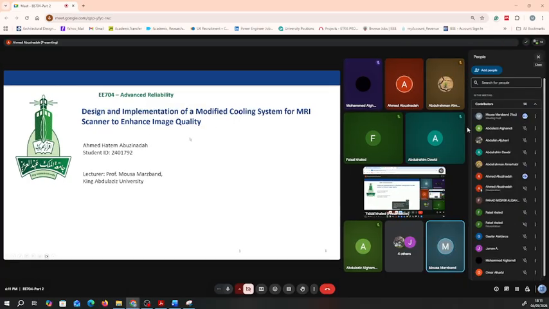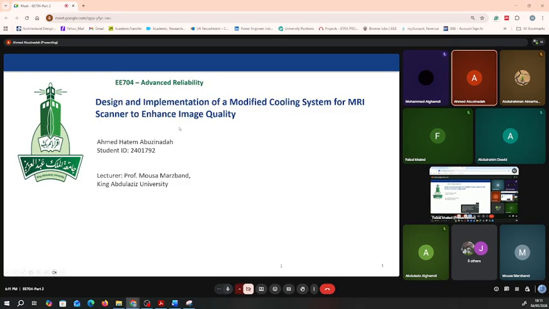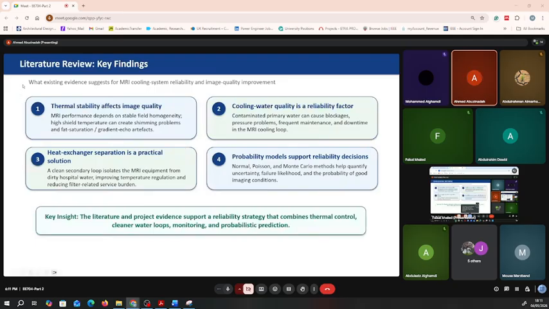Actually, my project is about a practical project that I applied in my institution, and it is about the design implementation of a modified cooling system for an MRI scanner to enhance image quality. I will start with the literature review key findings about what it suggests for MRI cooling system reliability and image quality improvement.